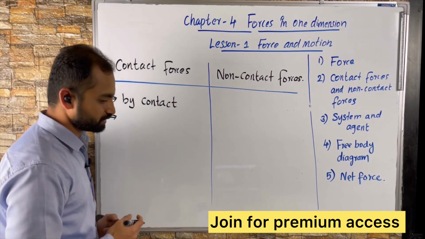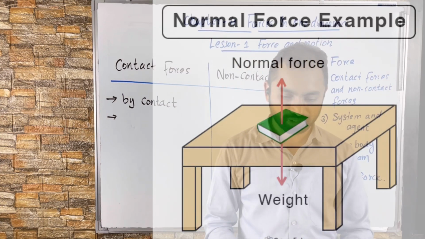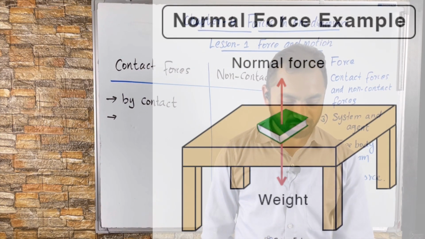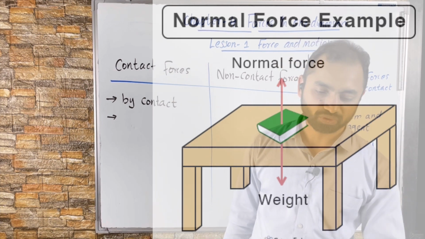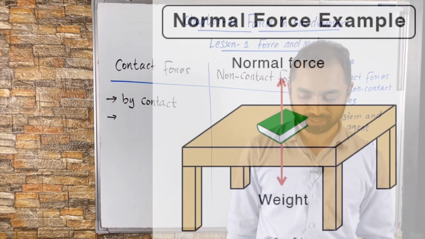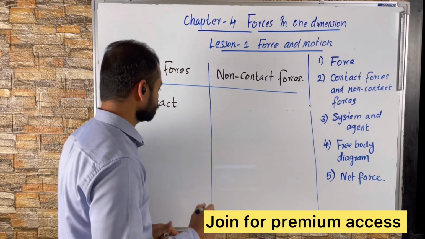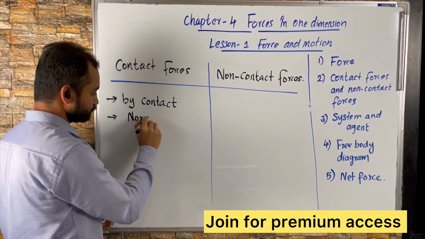Examples for contact force, for example, here you can see there is a laptop on this table. So the table will push the laptop upward, right? That is called normal contact force or normal reaction. So normal force is a contact force. Normal force, example is normal force.